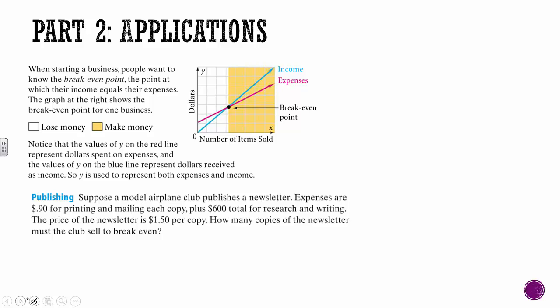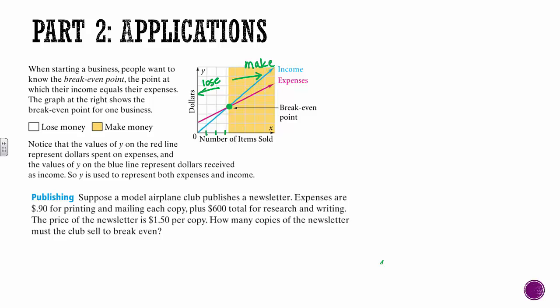So when starting a business, people want to know the break-even point, or the point at which their income equals their expenses. So if we take a look at this graph on the right, it shows the break-even point for a business. So this pink line here is how much money they have to spend. The blue line is their income. So if they sell like 1 or 2 items, they're spending more than they're making. And then eventually they'll get to a point where they start making more than they're spending. And this point right here of intersection is the break-even point. Everything after this, they are making money. And everything less than this, they're losing money.